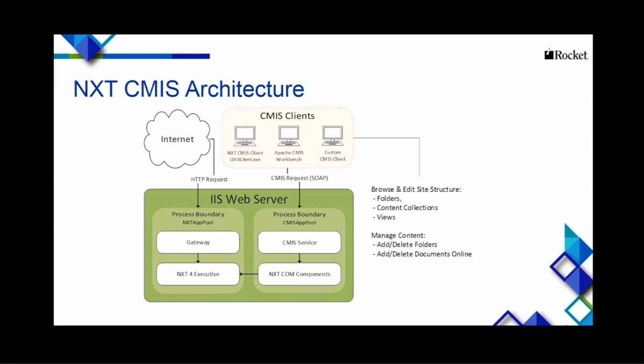I don't want to go into too much detail, but I thought it was important to show you just the high-level architecture for CMIS. You can see the green box is the IIS web server, and normally HTTP requests come in, they're fed through IIS and into NXT's app pool through the gateway DLL, and then processed by various other NXT4 executive components.